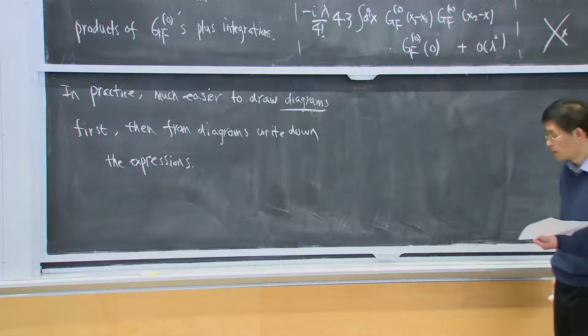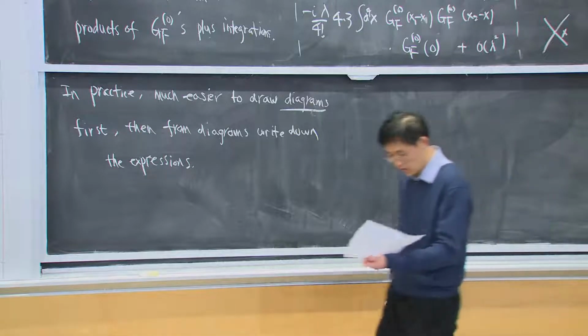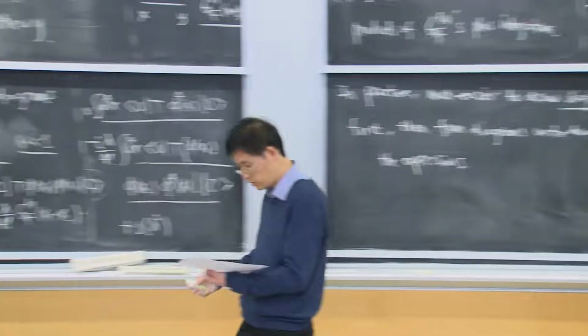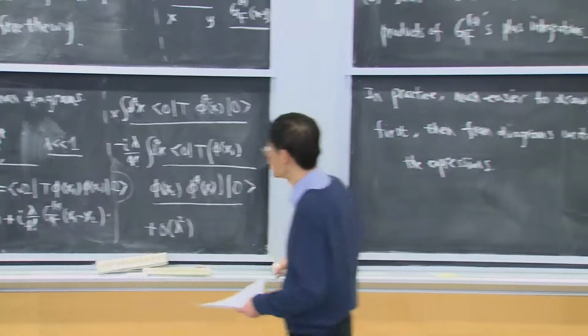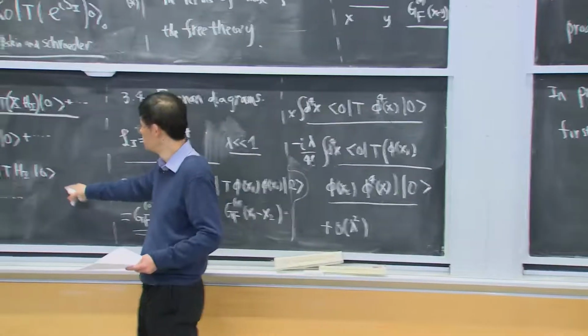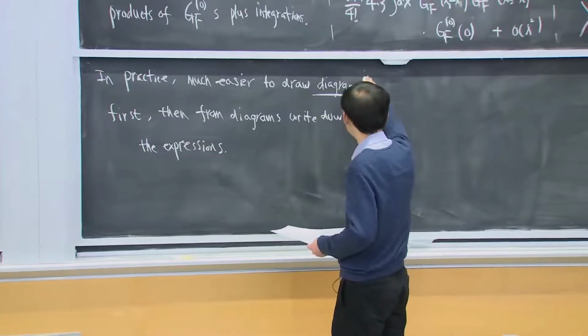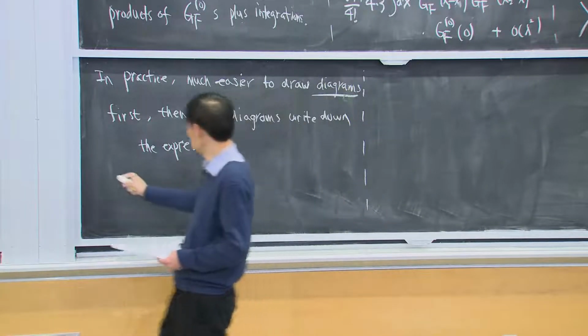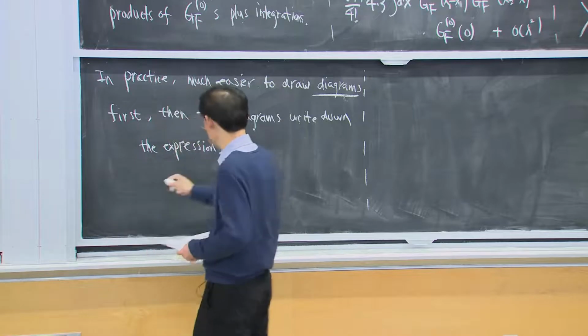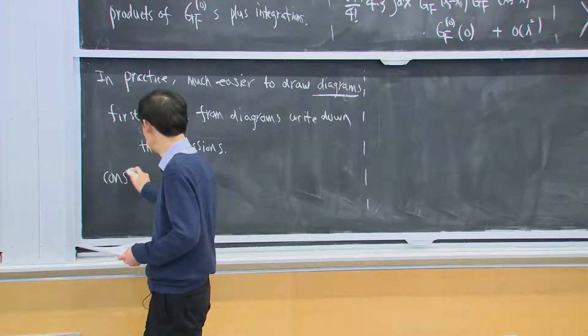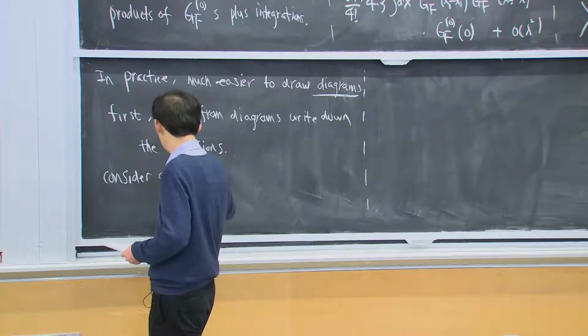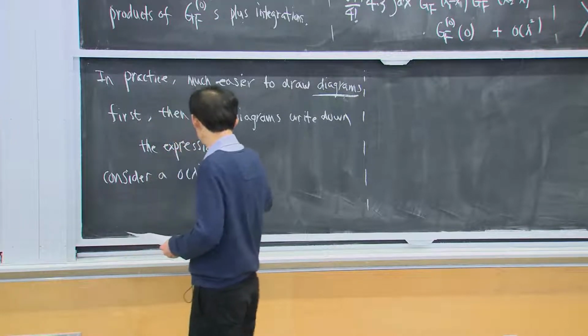So now let's give you an example. Let's look at the example in the second order. So let's consider an order λ squared example.